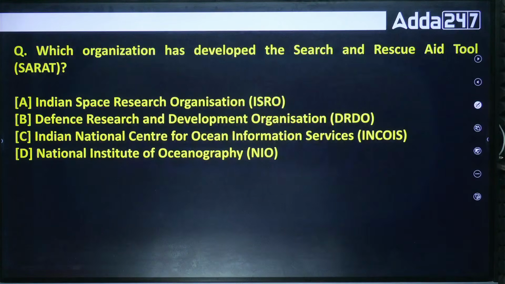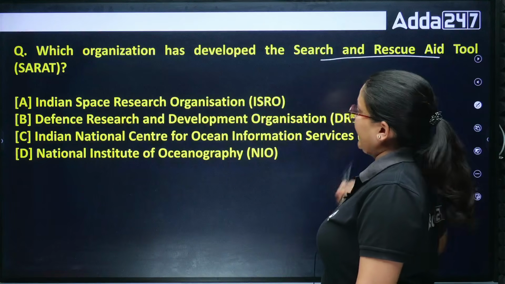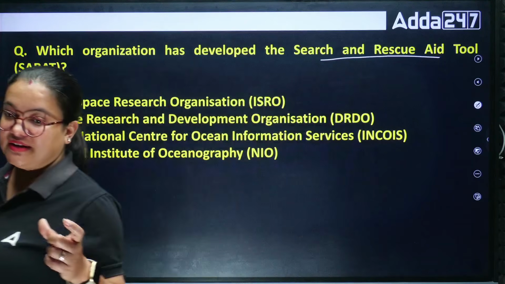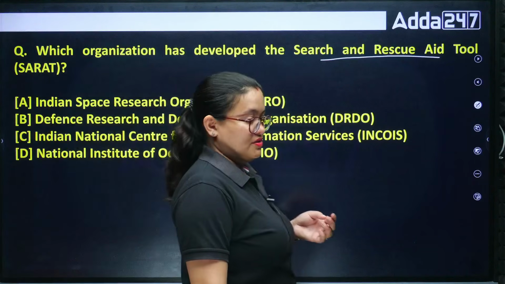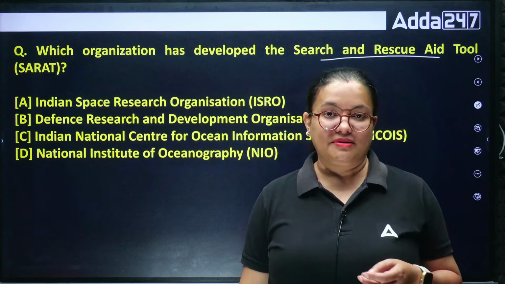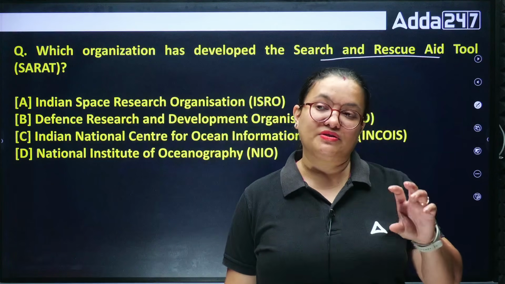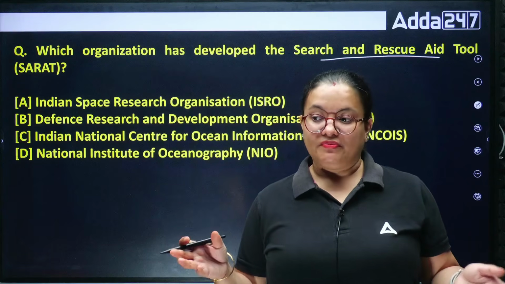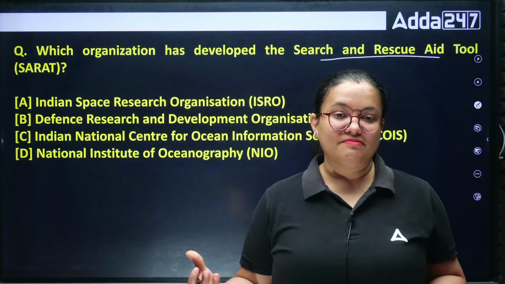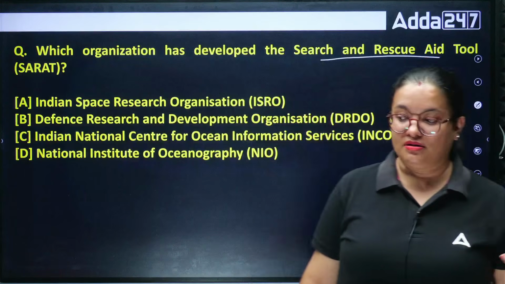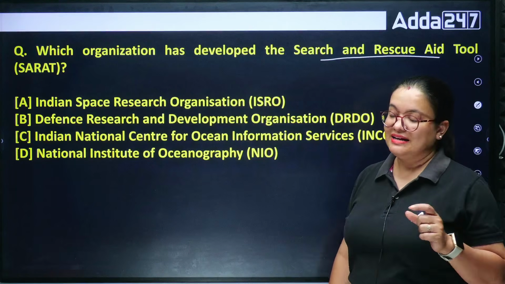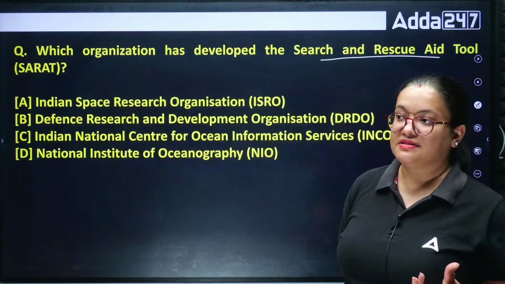Next question, which organization has developed the search and rescue aid tool SARAT? What is the full form of SARAT? It is also known as Search and Rescue Aid Tool. It is an important tool developed by an organization, and it is mainly used for activities such as, think of a situation now in Assam, where it is mostly flooded. I think you are all aware that most districts of Assam have been flooded very badly. This flood has been seen by the people of Assam after around 60 years. Before 60 years, such a flood occurred in Assam. This is the first time we have seen such a flood, and it also has such a devastating effect.